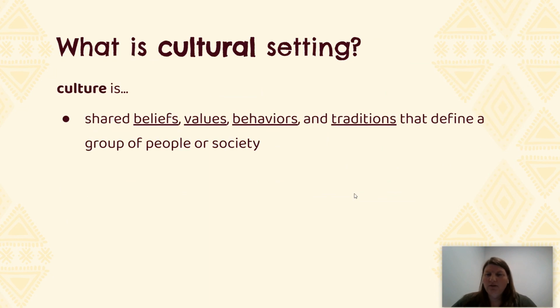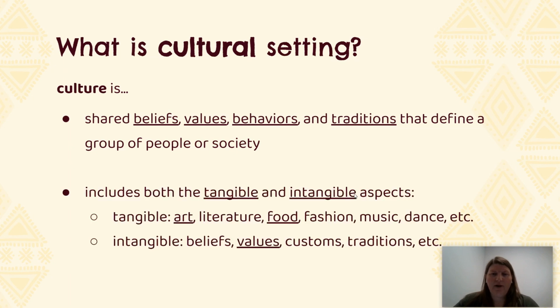All right, let's shift now and talk about cultural setting. So the historical is the physical, literally what things were like at that time period in history. Culture is the shared beliefs, values, behaviors, and traditions that define a group of people or society. And we've got two aspects. We've got tangible and intangible. Tangible is things that you can reach out and touch, or you can hear, or you can smell. Intangible are more of the things that we feel.